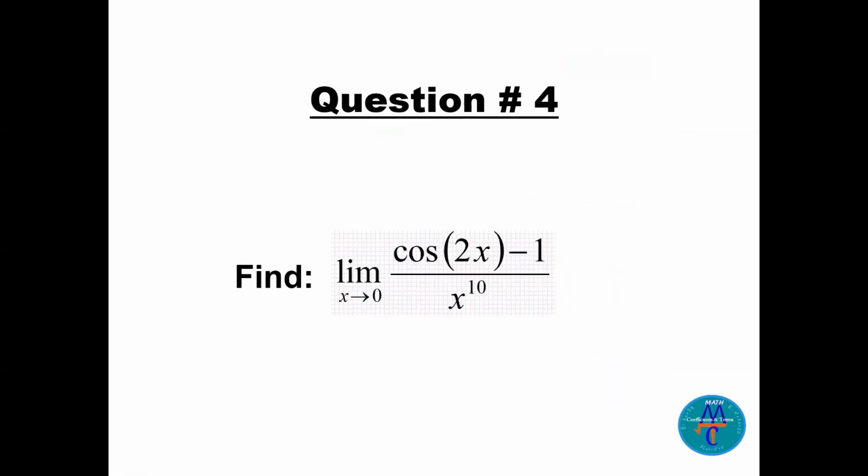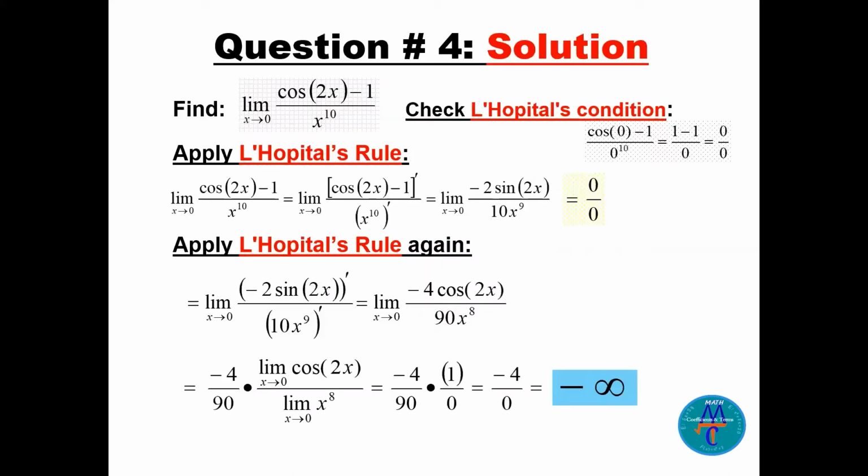Question number 4, find the limit of cosine of 2x minus 1 over x to the power 10 as x goes to 0. Now let's check the L'Hopital's condition. Cosine of 0 is 1, minus 1, over 0 to the power 10 is 0. So 0 over 0, we can apply L'Hopital's rule.